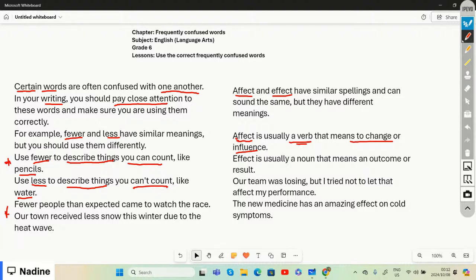But now effect is usually a noun, and it means an outcome or result. What is the effect of you going to school every single day? Or what is the effect of you studying before your tests? So the outcome, that is what it means.